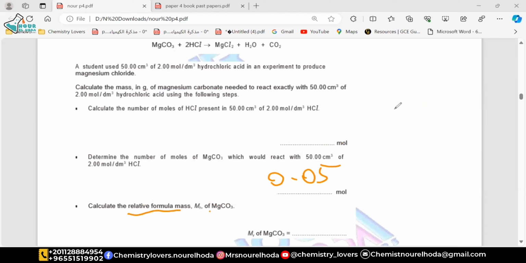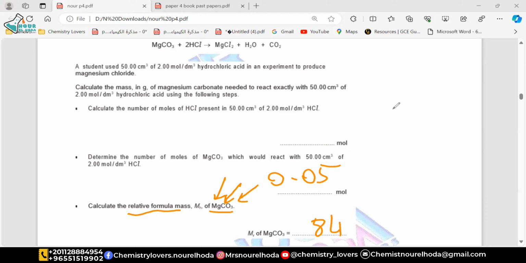طيب I need to get the MR of magnesium carbonate. So what do I mean by the MR of magnesium carbonate? You need to get the total big numbers of all of it. 84. Okay, so I'm going to get 1 magnesium 24, 1 carbon 12, 3 oxygen, يعني 3 times 16. Okay, you take the total for the big numbers.